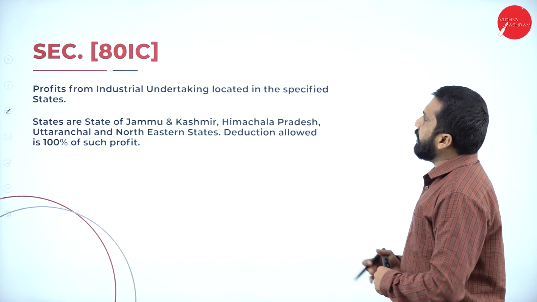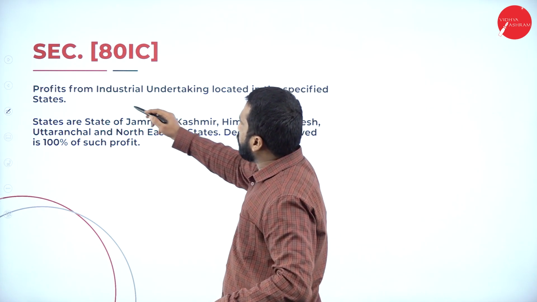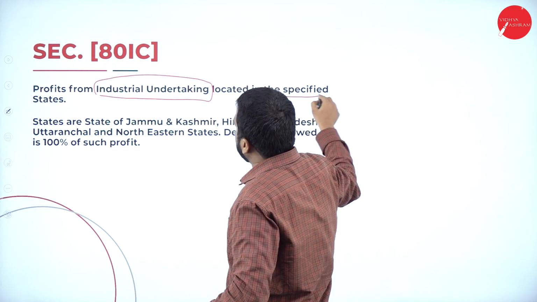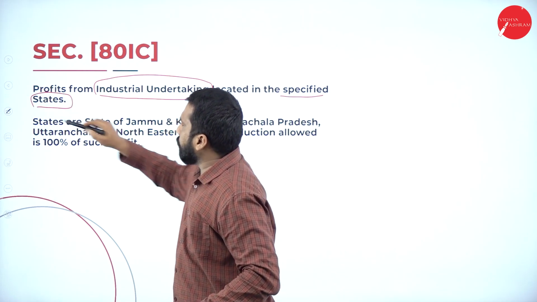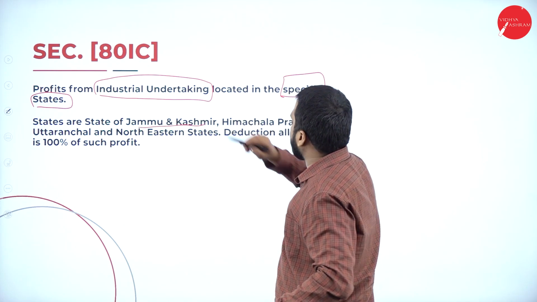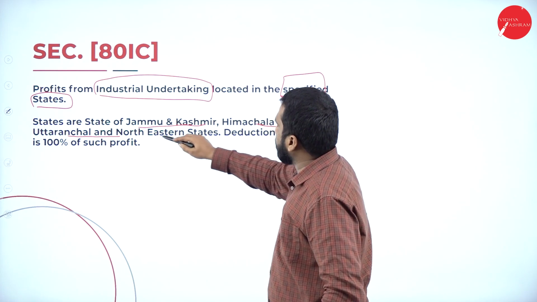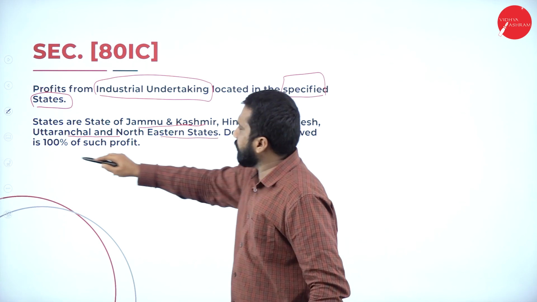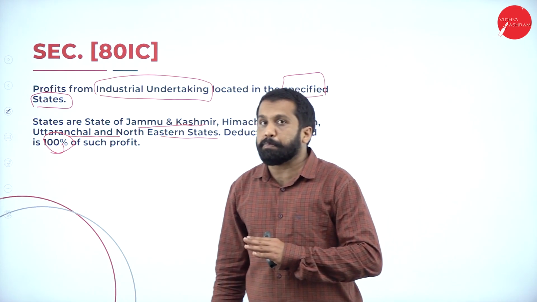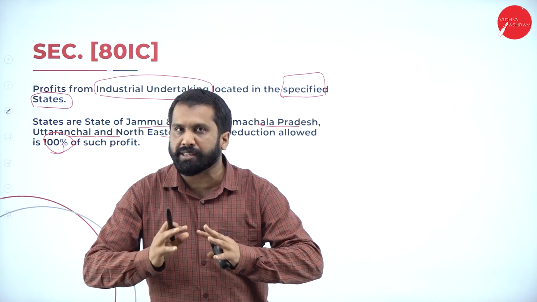Next. 80IC. Now, profit from industrial undertaking located in the specified state. What are the specified states? Remember, like Jammu and Kashmir, Himachal Pradesh, Uttaranchal, northeastern states. Deduction allowed is 100%. In a few states or places, people will not go. People are not interested to invest in those places.